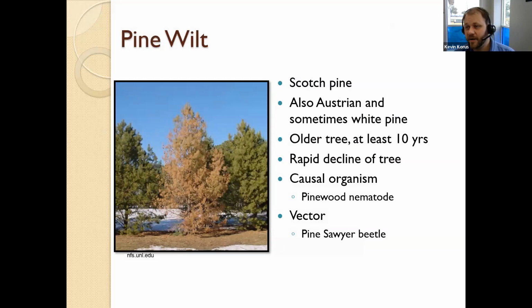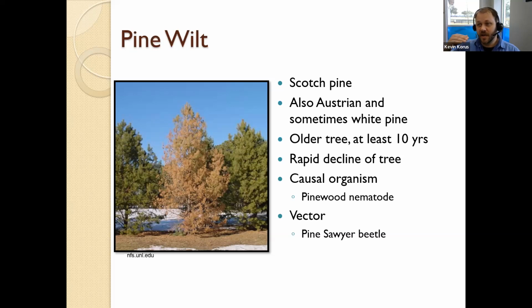Do want to talk about pine wilt, because pine wilt is a very, very interesting plant disease complex. There's a lot going on here. It mostly infects Scotch pine, although it can also get on Austrian pines, rarely on white, but it does happen. It only affects older trees, which is interesting, 10 years old or older, and it's a very rapid decline once they get this disease. In a matter of 7 days, healthy tree to dead tree. And it's actually caused by a nematode.